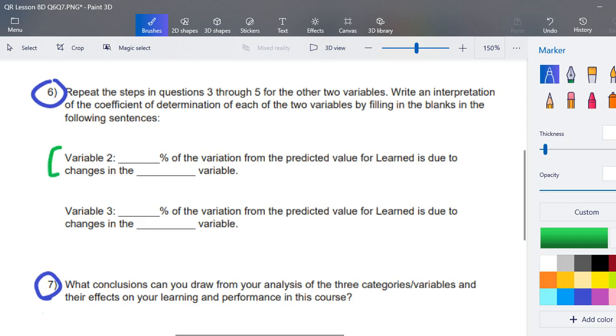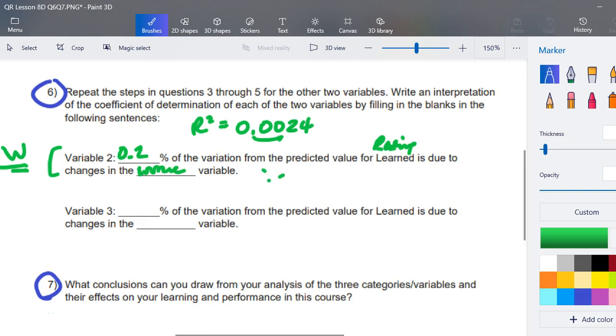Our second variable included hours of work. And so when you look at your R squared that we saw on the Excel spreadsheet or the graph, we had this number. It says write it as a percent. So wow, not even 1%, very close to no percent of the variation from predicting what our rating will be is due to the changes in our work variable.